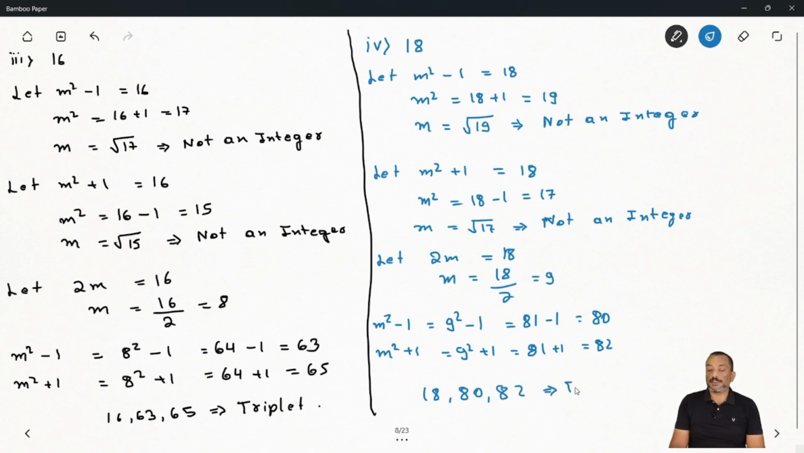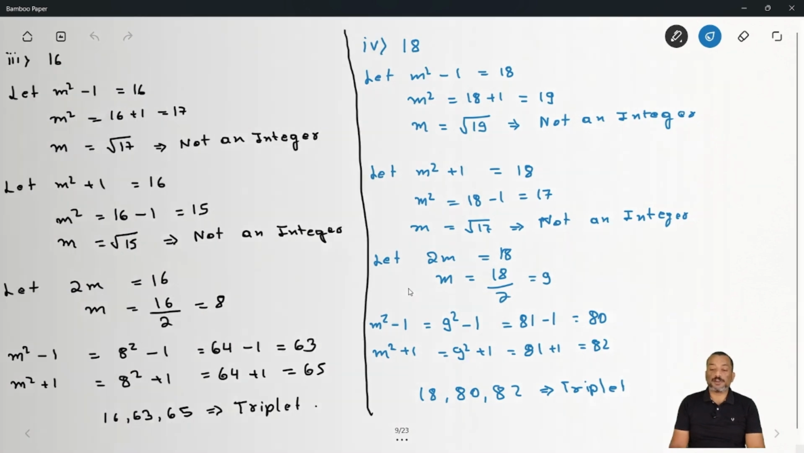Now here the question is asking, sir, we have to check with all three equations. Yes, we have to check with all three equations. It is not like that you can directly say, hey, 2m is equal to the given number. No, you have to specify with the m square minus 1, m square plus 1. Hope it's clear now. So this way we can solve this question.